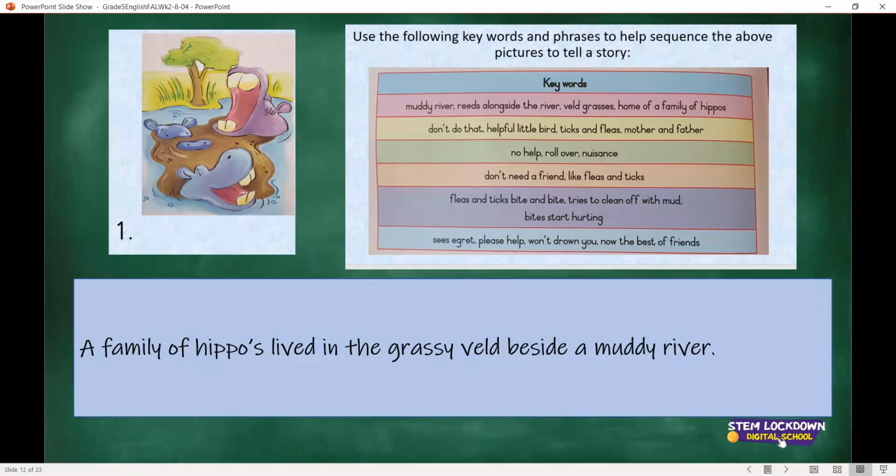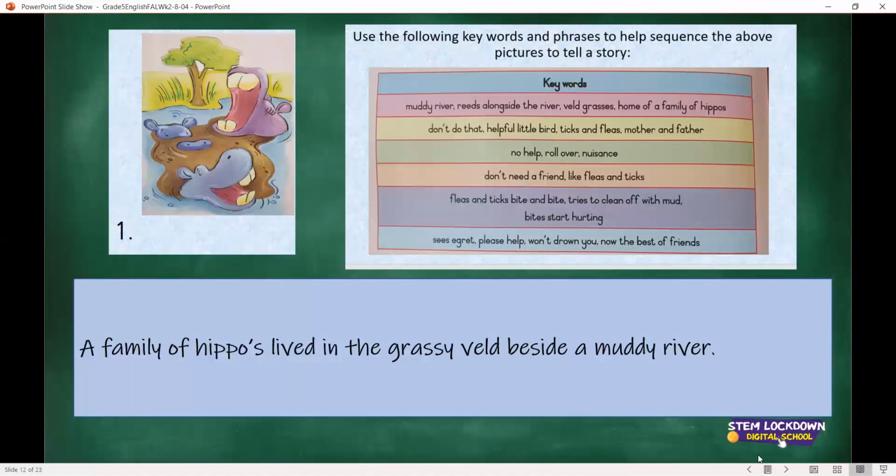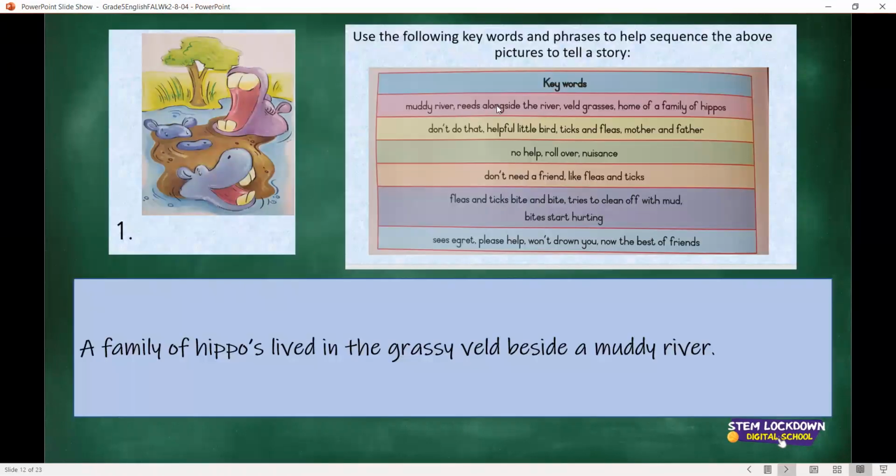Now, you will notice that some of my keywords are actually in my mind map. For example, it says home of a family of hippos in the very top block. So if you go back to my mind map, you will see family of hippos. So I've written it very short and very quickly. Muddy river. If you look at my mind map, you'll see mud and river. You can use any of these words to help you write the story.